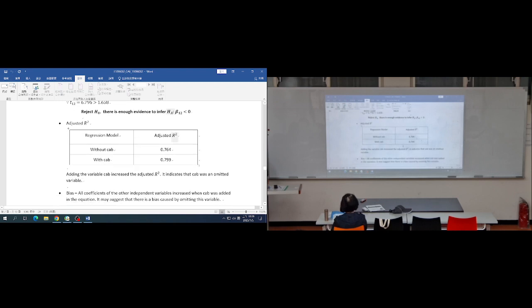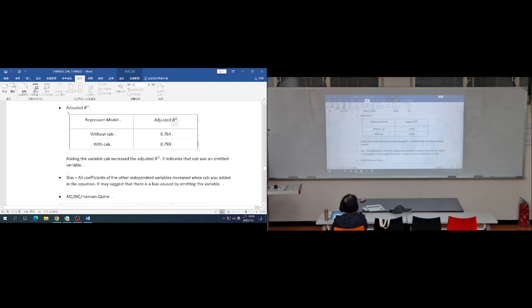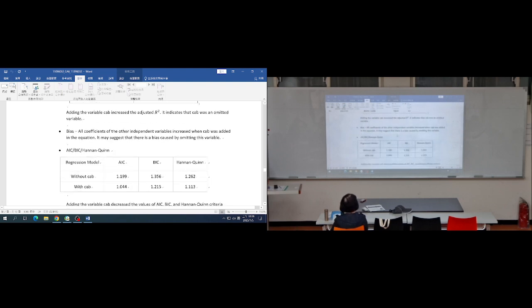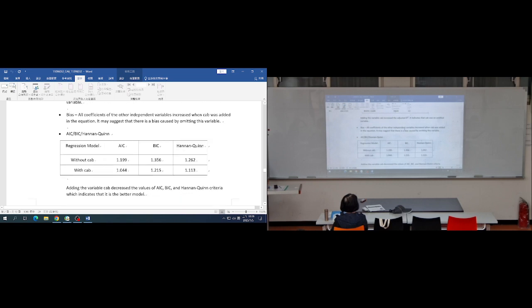Okay, so for the adjusted R squared, without cab, it's 0.764. With cab, it's 0.799. So there's a slight increase. So we could say that adding the variable cab increased adjusted R squared, and it indicates that the cab was an omitted variable. For the bias, all coefficients of other independent variables increased when cab was added in the equation. So it may suggest that there is bias caused by omitting this variable.